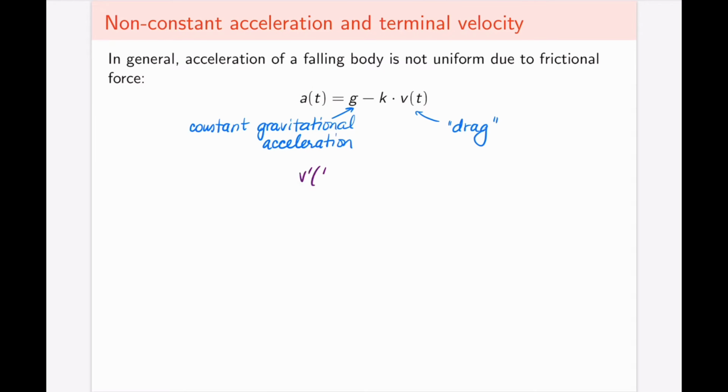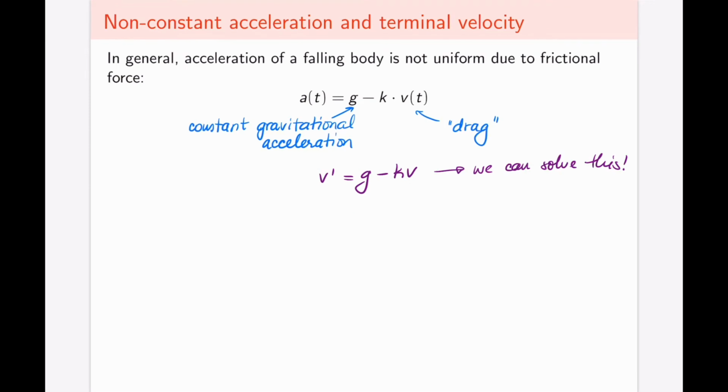The velocity prime, which is the acceleration, is equal to g minus kv. If I remember that the velocity is a function of time, I can drop my t variable and end up with this as a differential equation. Does this look familiar? It should. It's exactly of the type we have seen before. It's exactly of the type a minus by, right? So this is fantastic news because we can actually solve this exactly.